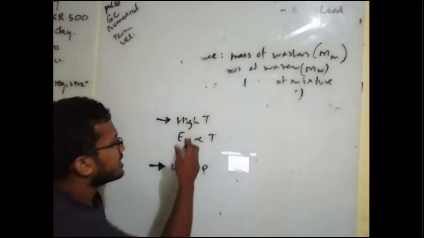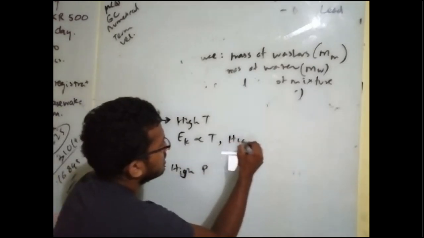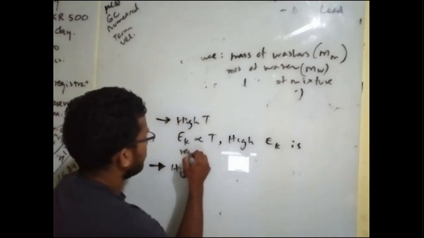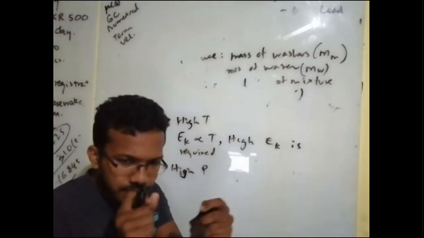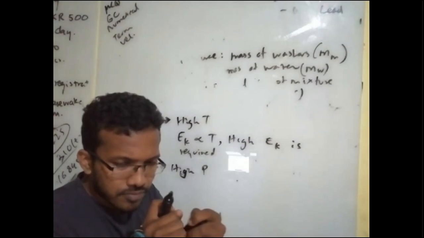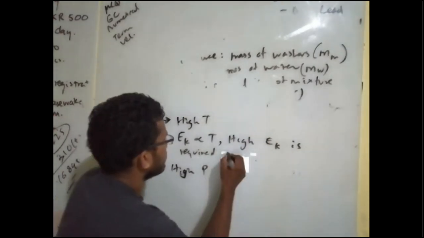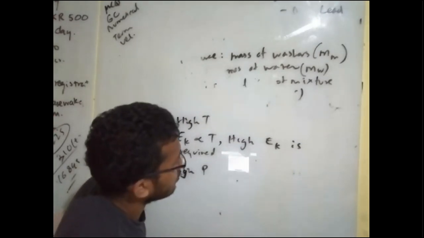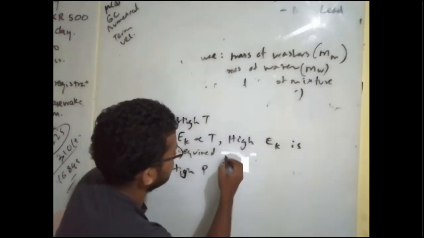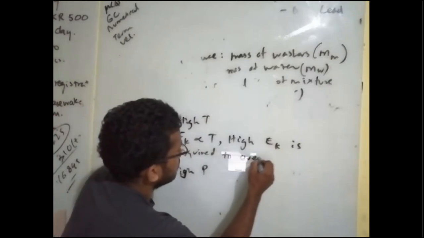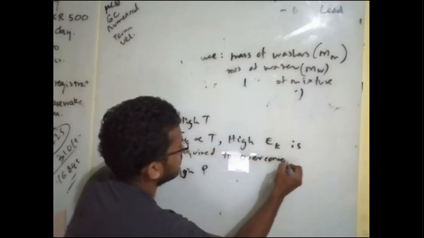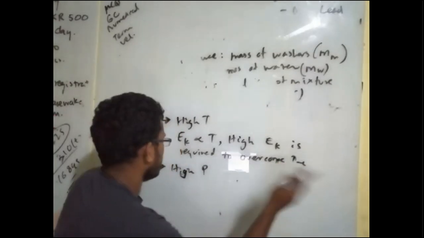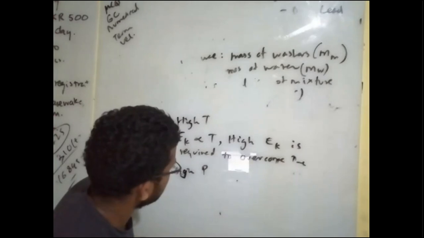So when kinetic energy is high, it is required to fuse the nuclei together. This is related to unit 4. It is needed to overcome the electrostatic repulsion. But it's right.